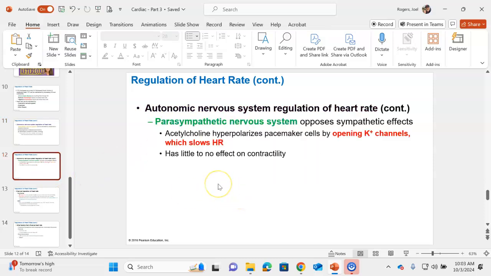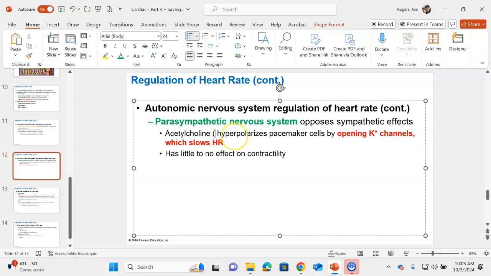Flip side is if we get any sort of information or impulses from the cardio inhibitory center in the medulla. Remember, those go through the vagus nerve, cranial nerve 10, to synapse with the SA node and AV node, and those fibers will release acetylcholine, which we can see right there. Remember, that is abbreviated ACH.